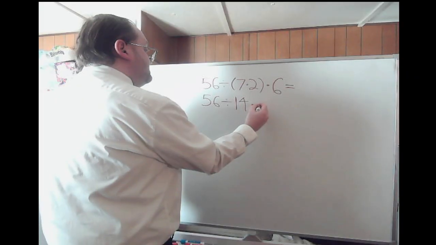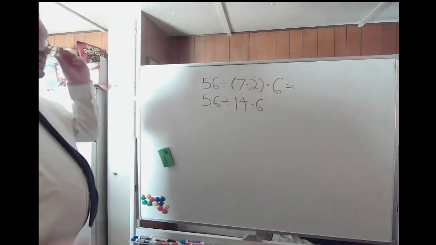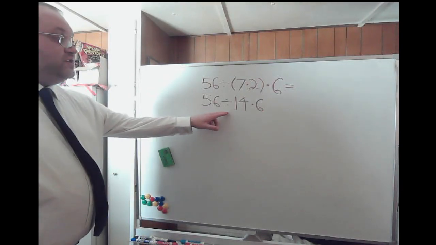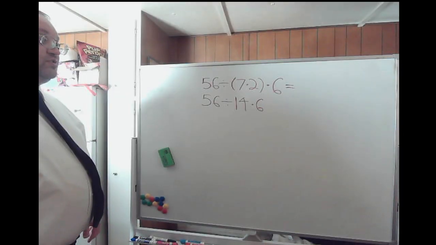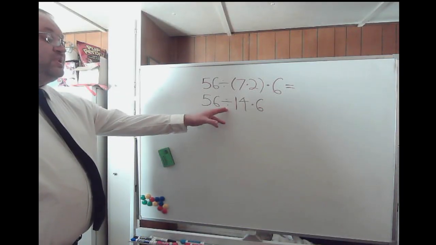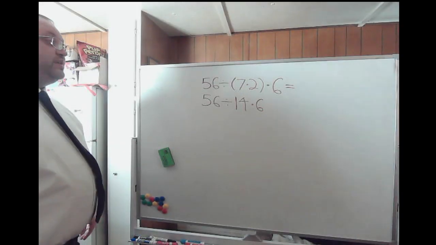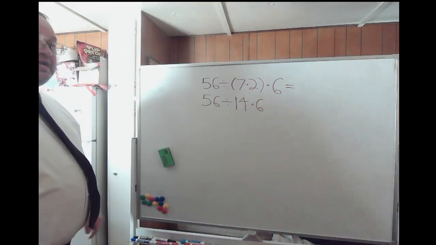All that times 6. Now, if we recall from basic math 1 and 2 here, when you have division and multiplication together, they both have the same priority as each other, because division is nothing more than multiplying by the reciprocal. Therefore, you can do division and multiplication from left to right.